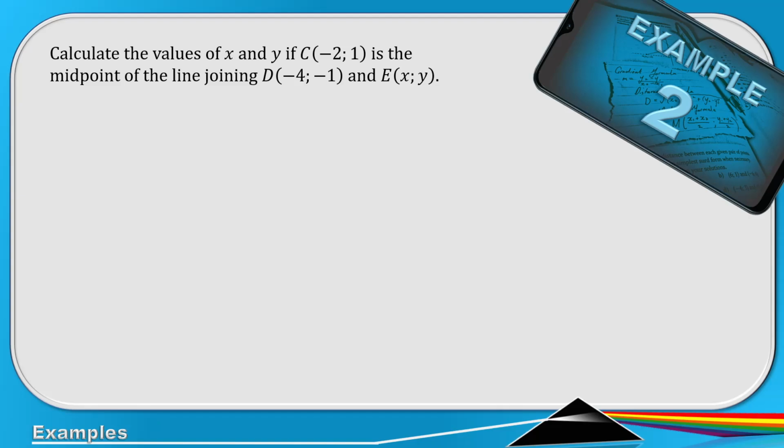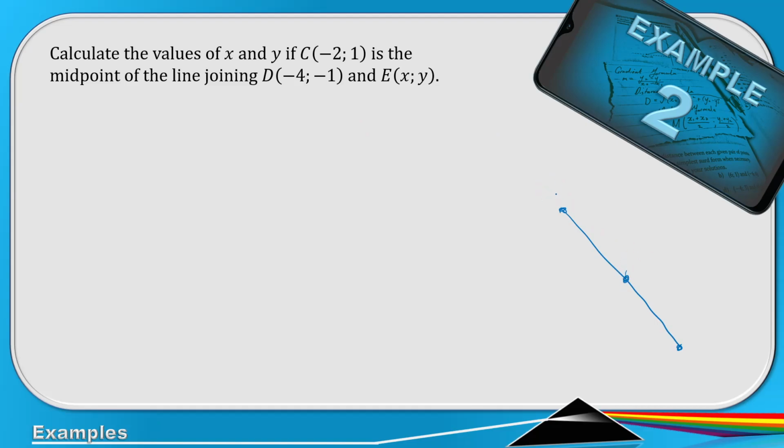Okay, then for example 2. Now calculate the value of x and y if C is the midpoint of the line joining DE. So in this case, we've got a line DE, and we know what the midpoint is, but we don't know what one of these 2 points is. So let's just draw it to get a clearer understanding of that. It's not according to scale or a right angle or anything. I'm just drawing a line with a midpoint.